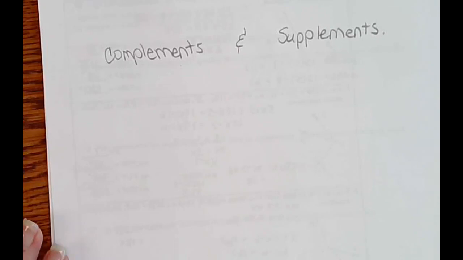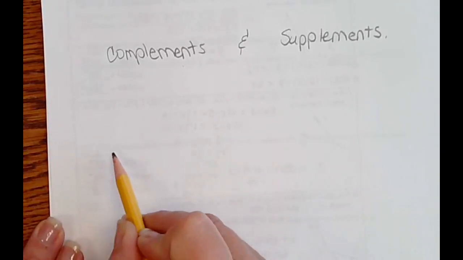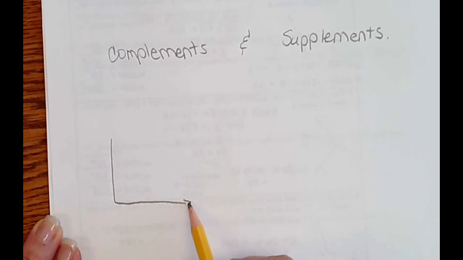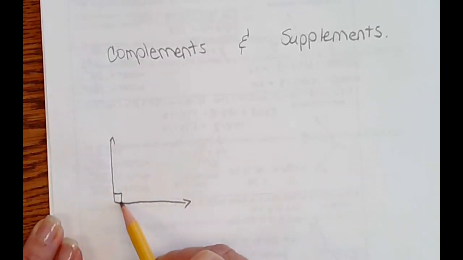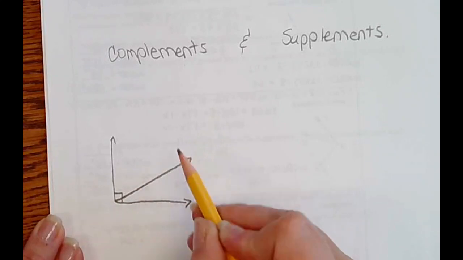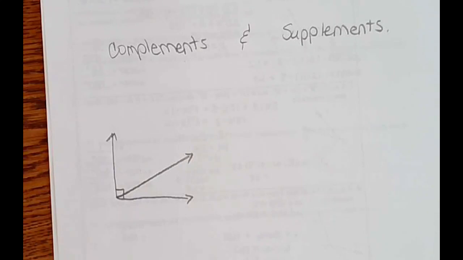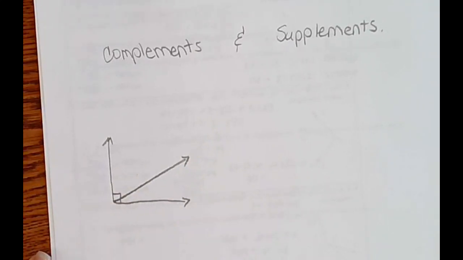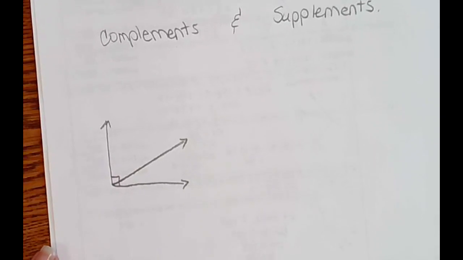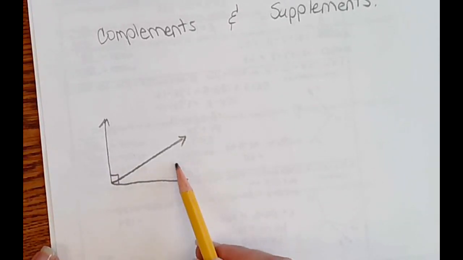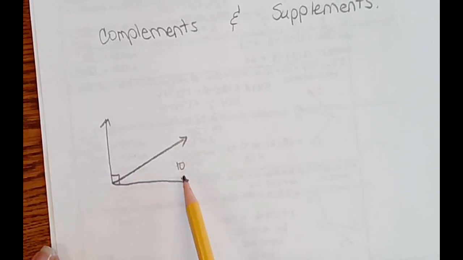So let's take a look at two angles that are complementary. What I'm going to do is make a right angle because that's kind of my go-to picture in my head for 90 degrees. And now here I have two angles. And these two angles, when I add them, will be 90 degrees. That means that they are complementary. And if I have two complementary angles, one is the complement of the other. This angle here is 10 degrees, then the other angle is 80.